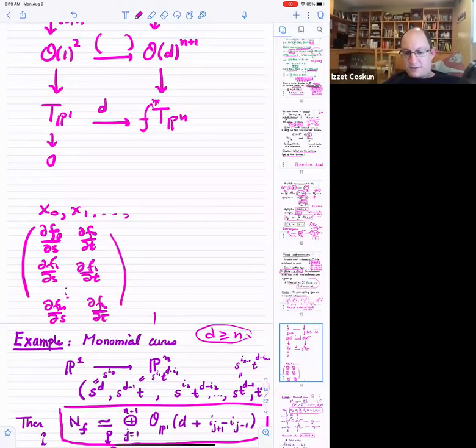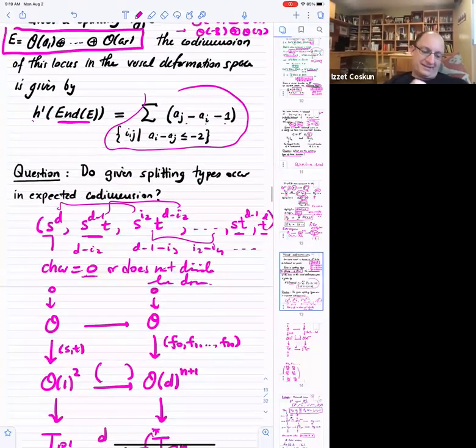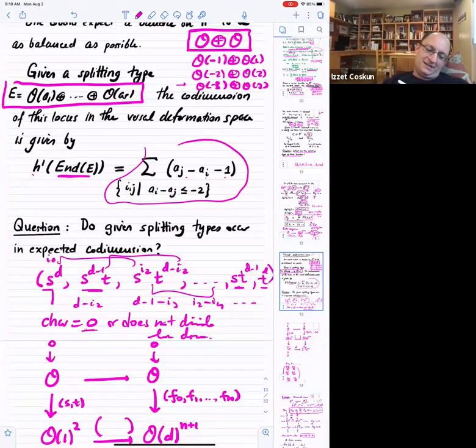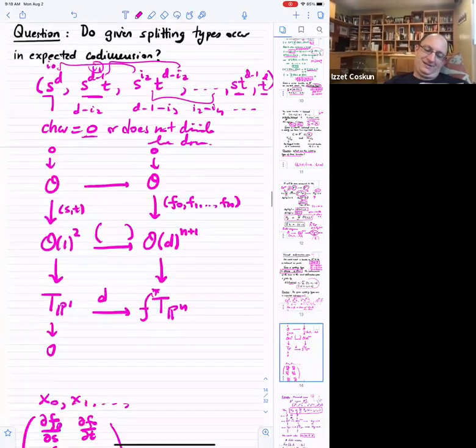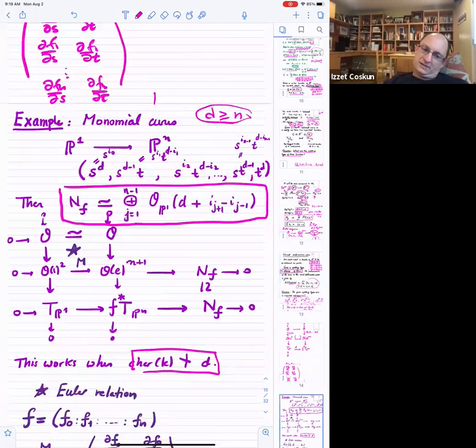Wait, there is a question. Are the i_j in any particular order? Yes, this started as i0, then i1. This is the coefficient of s^d. These are the coefficients of s^d.